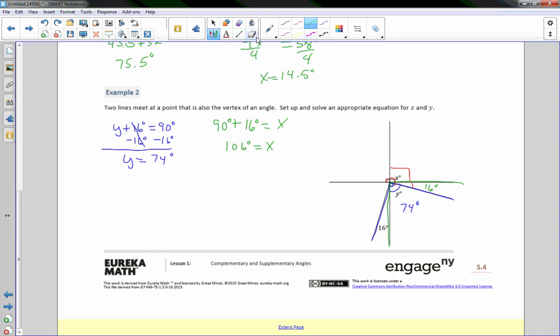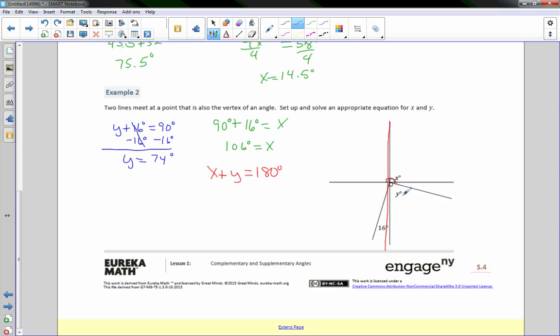Okay, there is another way I could also do that. There's always more than one way to do a problem, especially in these diagrams. But let me show you a different way. We know that this is a straight line. We know that angle x is here, and we already found y to be 74 degrees. So a straight line is 180 degrees. So I could say x plus y equals 180 degrees.